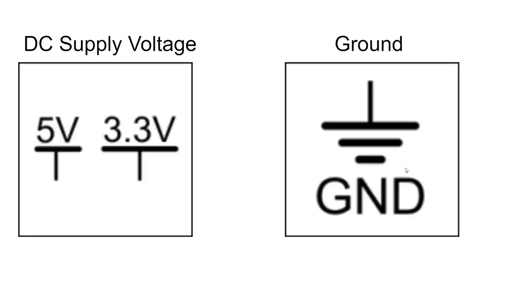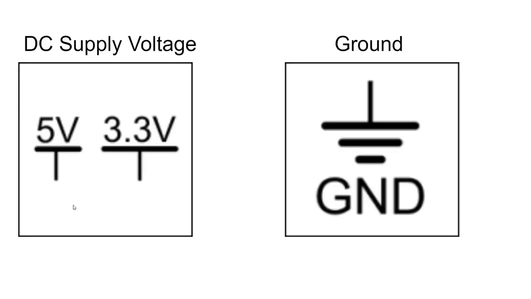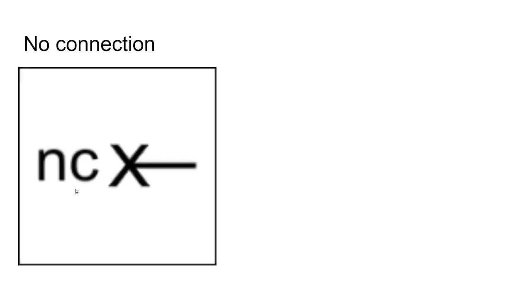A DC supply voltage symbol is basically the supply of voltage to the circuit, and you have the 5V, the 3.3 volts, basically showing you how much voltage is in that part of the circuit. You have ground, which is a connection to earth. You'll sometimes just see this randomly throughout the circuit, like in here, just connections to the ground. No connection just means this wire ends.